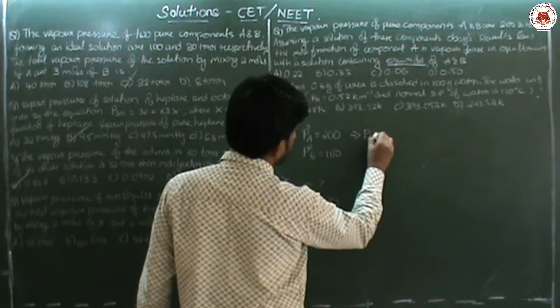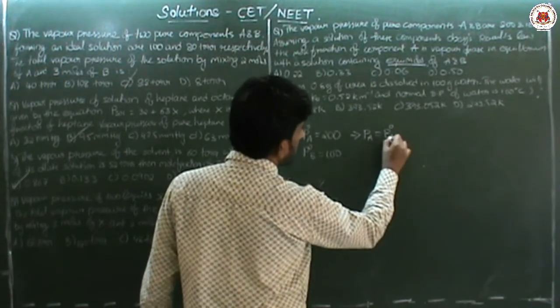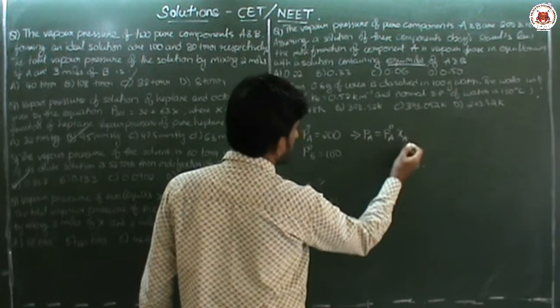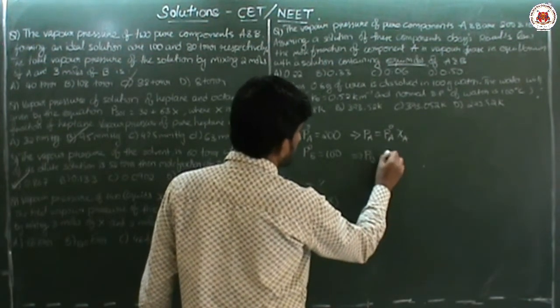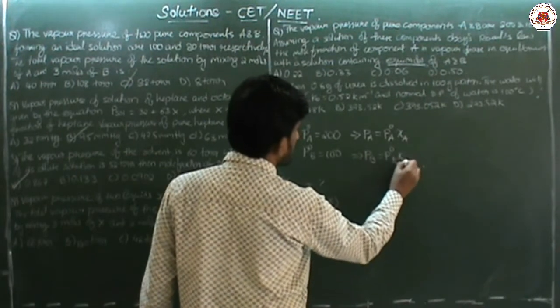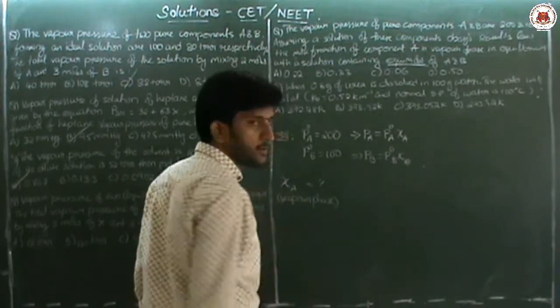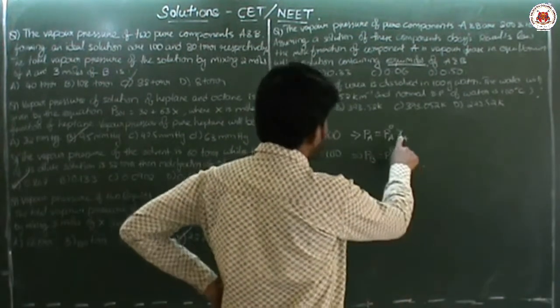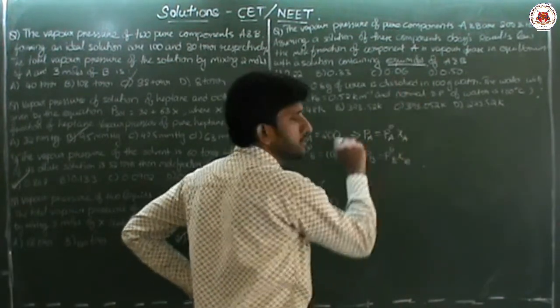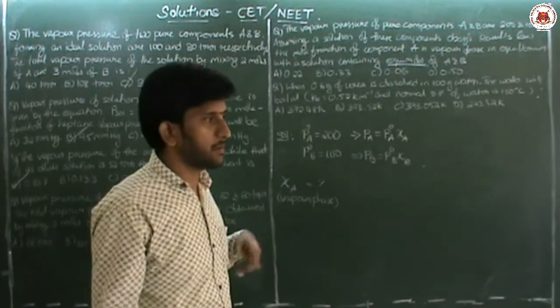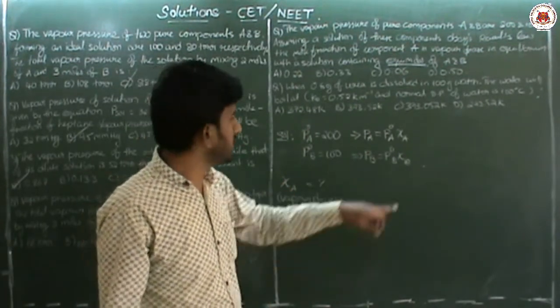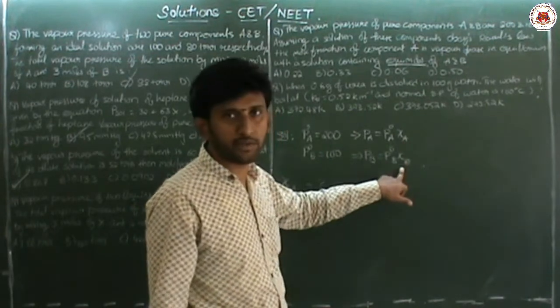Partial pressure of A will be equal to the pure vapor pressure of A into the mole fraction of A, and partial pressure of B will be equal to the pure vapor pressure of B into the mole fraction of B. What is XA and XB? They are saying equal moles. Equal moles means the sum of the mole fractions is 1, so each mole fraction is 0.5.